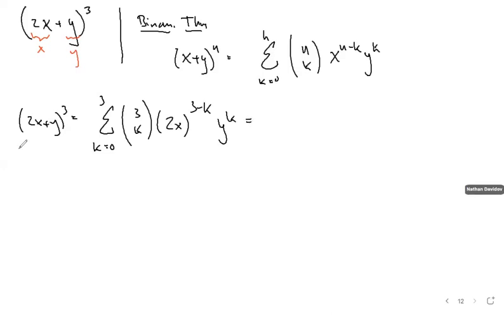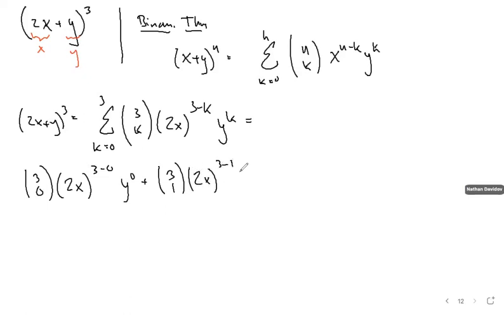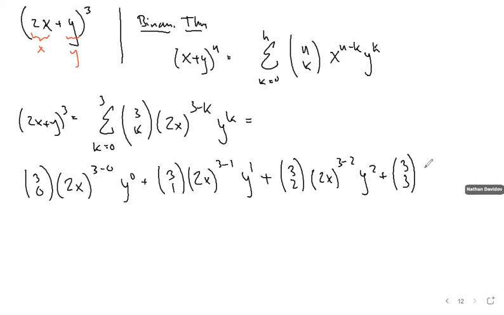Okay. So if you were to expand this, what would you get? You'd get 3 choose 0, 2x to the 3 minus 0, y to the 0, plus 3 choose 1, 2x to the 3 minus 1, y to the 1, plus 3 choose 2, 2x to the 3 minus 2, y squared, plus 3 choose 3, 2x to the 3 minus 3, y cubed.